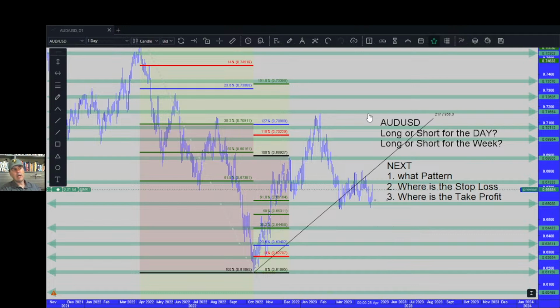Boss, what would you do? I'm shorting AUD USD. I'm short on AUD USD, I'm short on NZD USD.